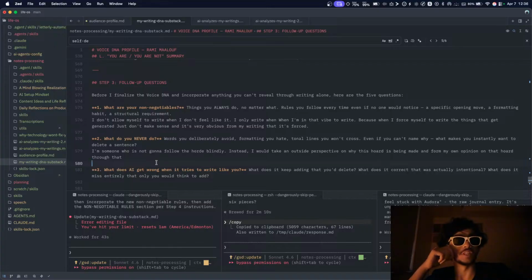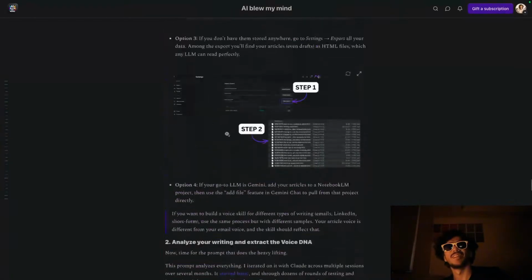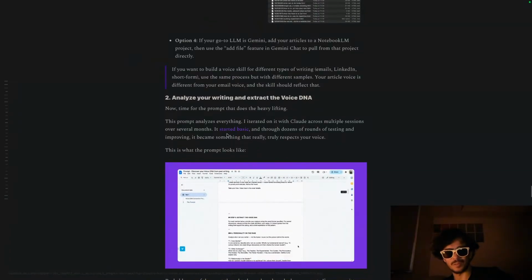I've faced so much resistance doing this because I thought it was going to be a tedious process where I'd have to reflect deeply about my life and about who I am and how I write. But you know what? AI can figure that out by itself, and you can just review it and agree or disagree. That's the easy way to do it. Thanks to Daria, the author of this article.